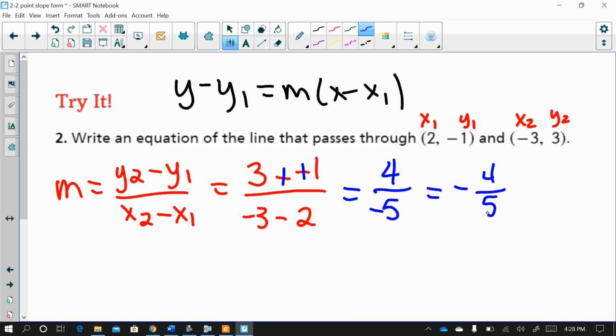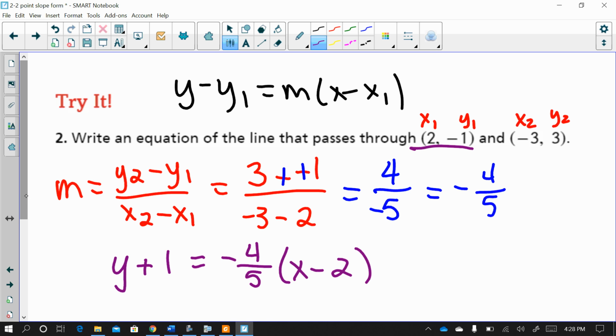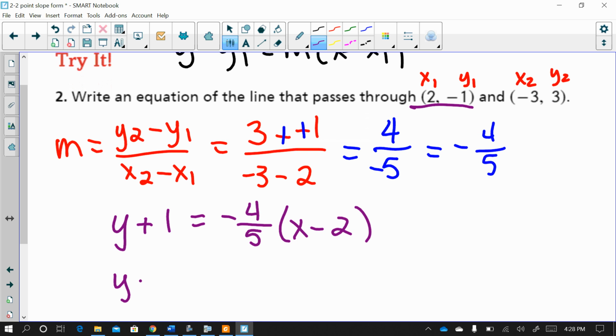So then from here, you just pick your point and you plug it in. So y minus, if I do this point first, y minus, oh, it's -1, so I'm going to turn it to +1, equals -4/5 times x minus 2. Or you could potentially have y minus 3 equals -4/5 times x minus, but instead of writing minus a -3, I'm just going to turn it into a +3. Either of the two lines in purple are correct.